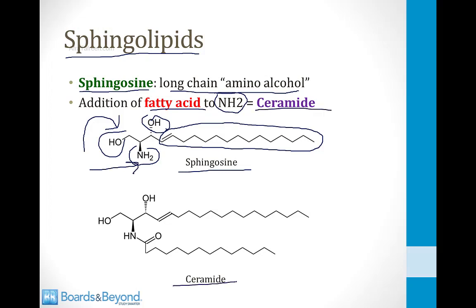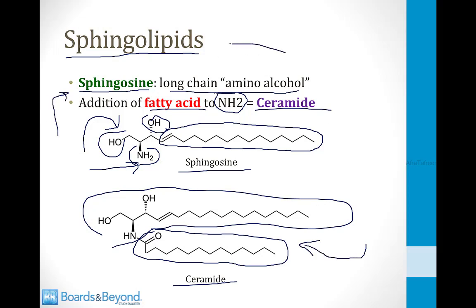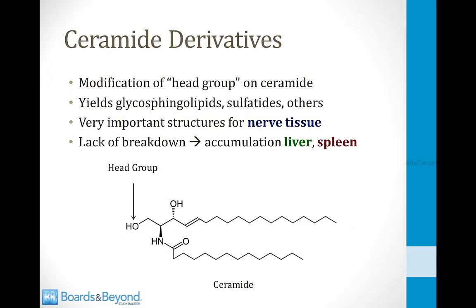This is an example of a ceramide on the screen. You can see that the top portion is sphingosine and the bottom portion is a fatty acid that has been added. And most of the molecules that accumulate in lysosomal storage disorders are ceramide derivatives. They all contain sphingosine and they are all examples of sphingolipids. If you modify a ceramide molecule by adding a head group to the hydroxyl on ceramide, you can get many other structures like glycosphingolipids and sulfatides, and all of these are the sphingolipids that we'll be talking about in this module that accumulate in lysosomal storage diseases.